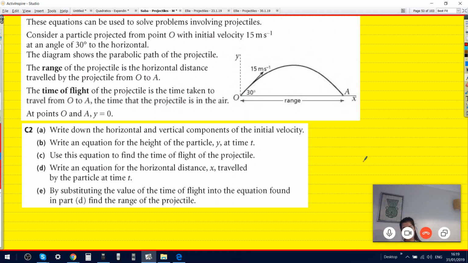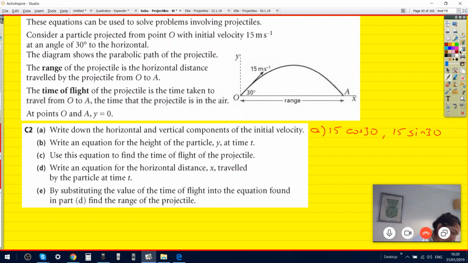Write down the horizontal and vertical components of the initial velocity. So 15 cos 30 and 15 sin 30. Correct. What is cos 30? Root 3 over 2. And so times 15?